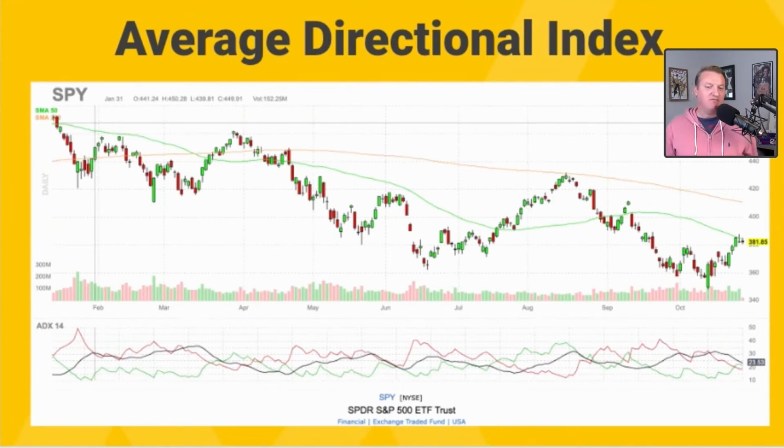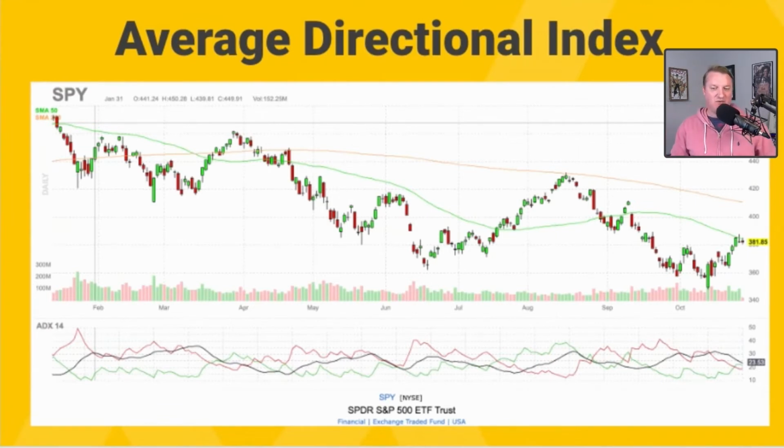What you're looking for virtually at all times is the green indicator to go over the red indicator, and that would signal a positive movement in the market. But you need to use this black line to identify whether or not that is a solid trend or not. There is a number over here on the far right side. Anything under 20 signals that the price is trendless.